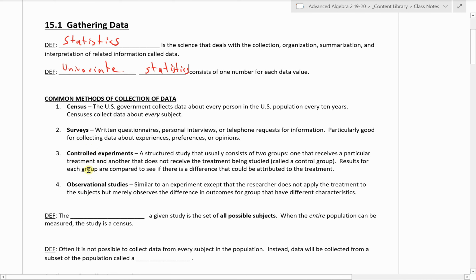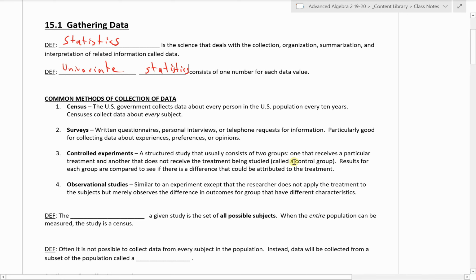And then there's two really big ones that you've probably talked about in science classes and other places that are really important to understand the difference, and that is a controlled experiment and an observational study. A controlled experiment is a structured study that usually consists of two groups. It could be more groups, but the idea is one of the groups receives a particular treatment or has something done to them, or they take a drug, or they're in a particular setting, and then there's another group that's not receiving that same treatment.